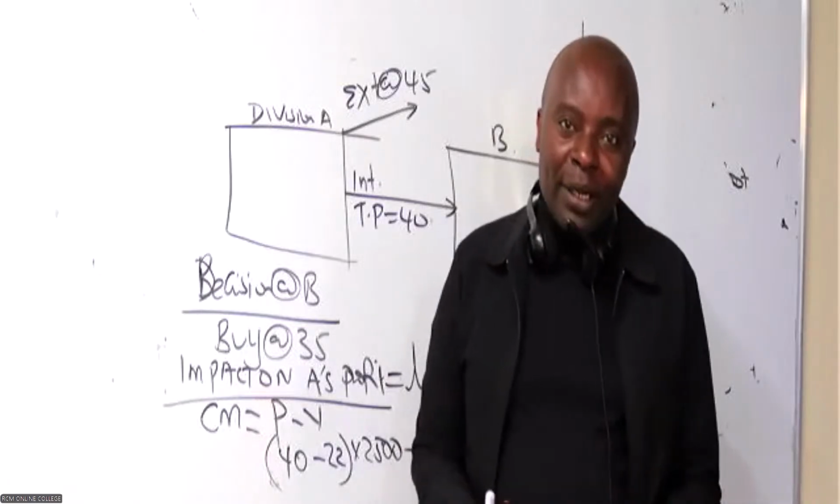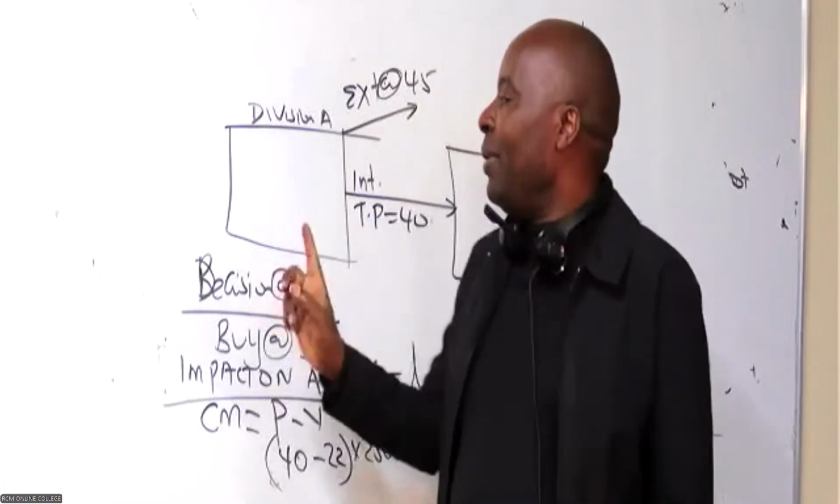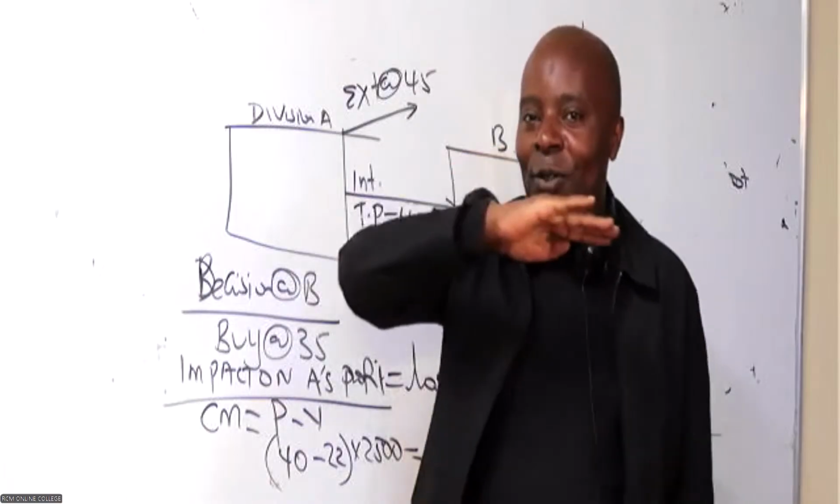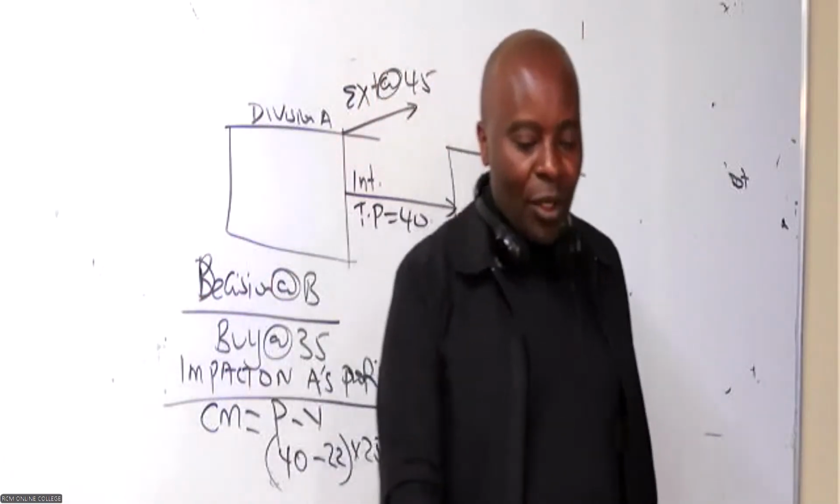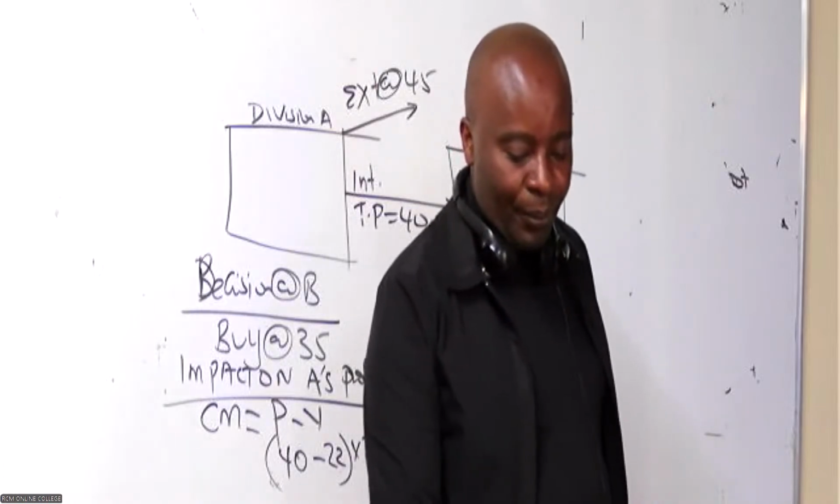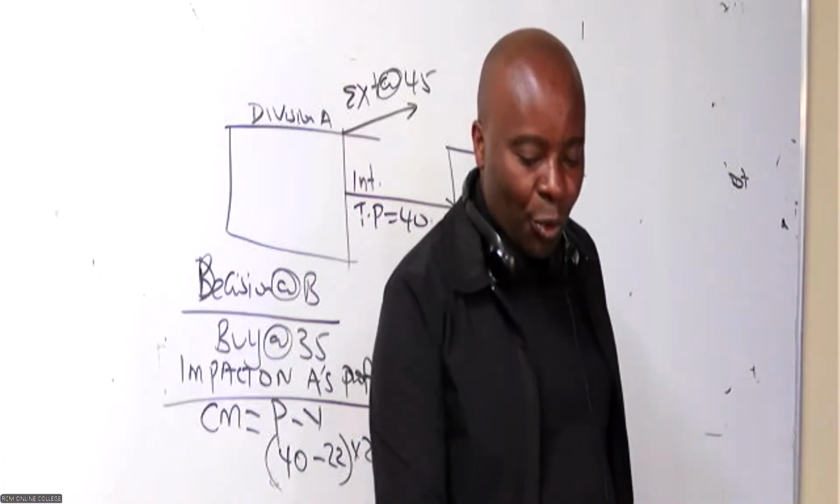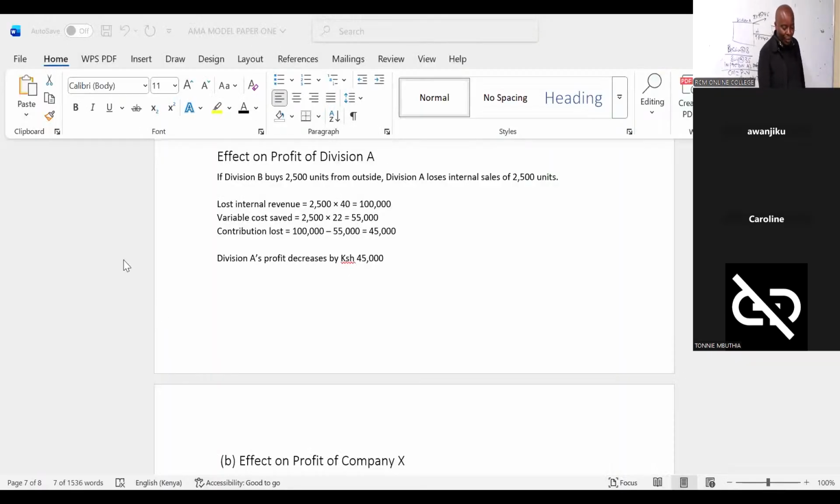And remember, this examiner is very categorical that there is no way A will be able to push these units to the external market. The external market is already saturated. That's what we are told. Somebody is saying no impact, but there shall be an impact. So in this case, division A's profit is decreased by this 45,000.